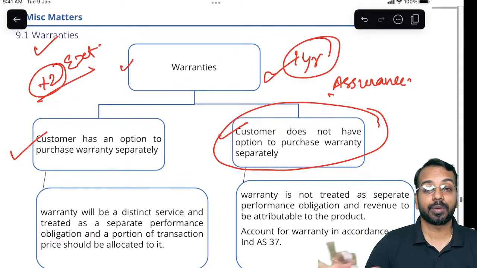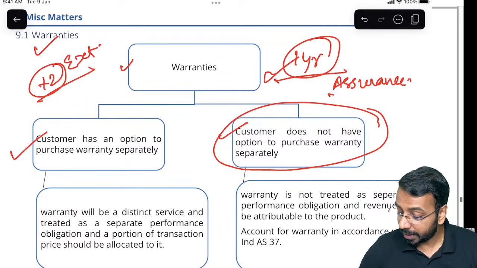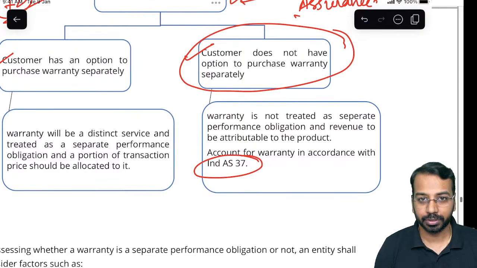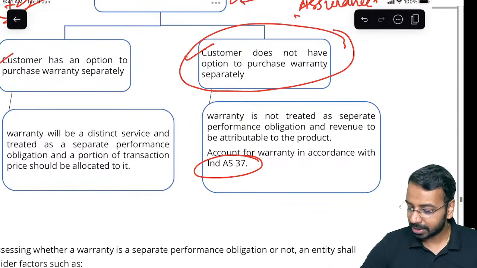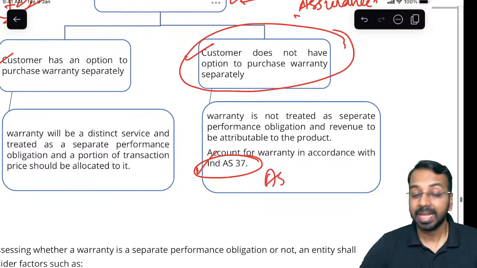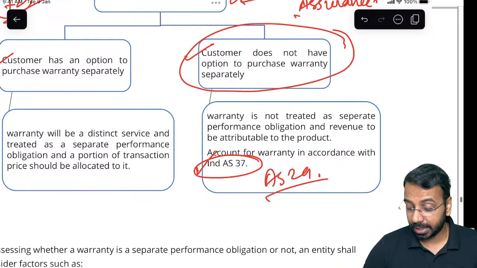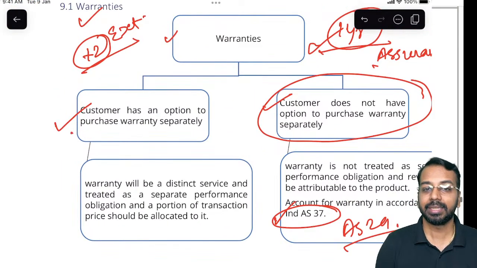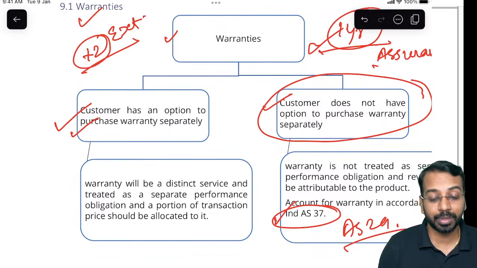This is not a separate performance obligation, and this will be accounted for under Ind AS 37 as per warranty provisions. So when we go to Ind AS 37, there we will understand how to account for it. A lot of you would have already learned in AS 29 as well. Expected warranty cost will be recognized there. Then, if you have an option to purchase warranty separately, then that is a distinct performance obligation.